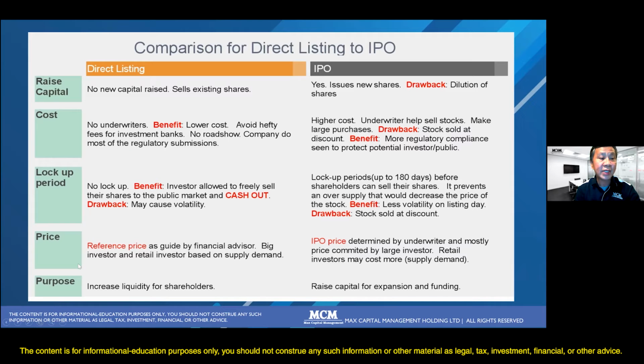And as we see, of course, the purpose of a direct listing is mainly to increase liquidity for shareholders to cash out. Whereas in an IPO, the purpose of the exercise is more on raising capital for expansion and funding. Now, having said that, let's look at some of the companies that opted for direct listing.